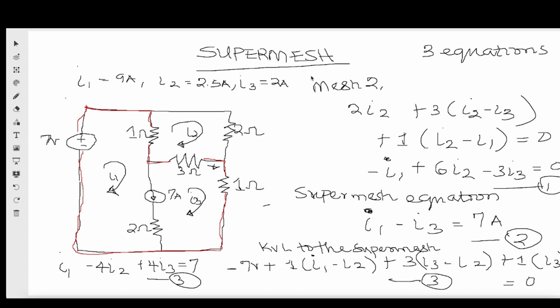For example, if you are now given a circuit with 6 nodes or with 6 meshes, how will you be able to reduce it to 4 so that you can use your calculator? So that is where it comes into place. So we have to select an approach that will result in a smaller number of simultaneous equations.